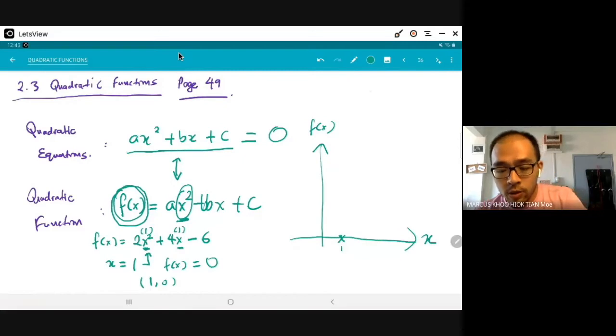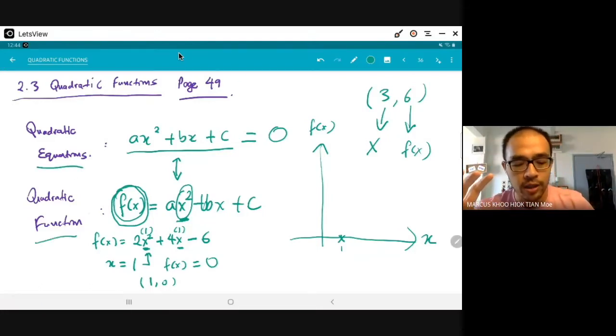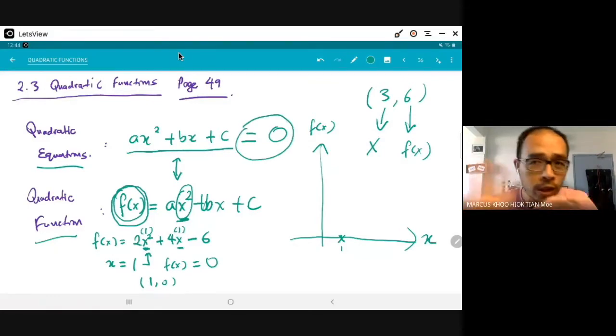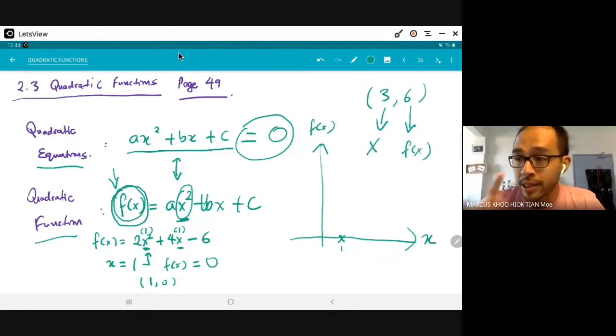So if I tell you, give me this coordinate 3 and 6, you must be able to tell me that 3 is the coordinate x and 6 is the coordinate fx. Okay, so get used to this because when we plot graph nanti kan, we will use all this. So the difference between an equation and a function is equation dia akan sama dengan kosong because we're not interested in the y coordinate. Tapi function, kita boleh gunakan function untuk menjelaskan hubungan antara koordinat x dan koordinat y.